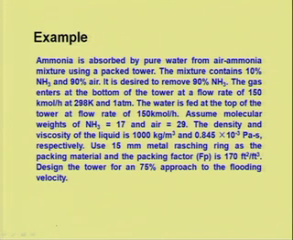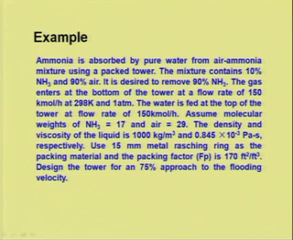So, ammonia is absorbed by pure water from an air-ammonia mixture using a packed tower. The mixture contains 10% ammonia and 90% air. It is desired to remove 90% of the ammonia. The gas enters at the bottom of the tower at a flow rate of 150 kmol per hour at 298 Kelvin and 1 atmosphere. The water is fed at the top of the tower at the same flow rate as the gas, 150 kmol per hour.